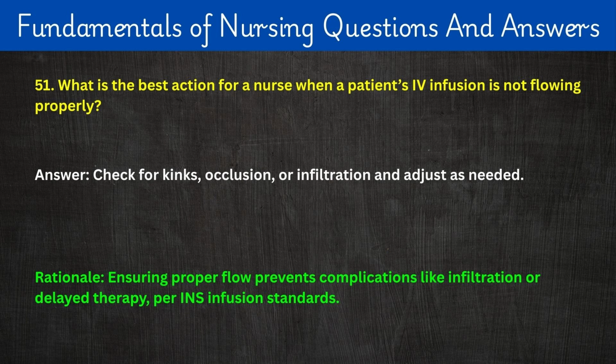51. What is the best action for a nurse when a patient's infusion is not flowing properly? Answer. Check for kinks, occlusion, or infiltration and adjust as needed. Rationale. Ensuring proper flow prevents complications like infiltration or delayed therapy, per INS infusion standards.